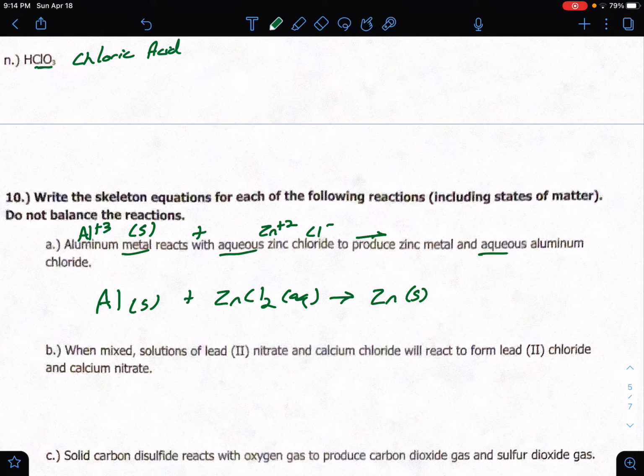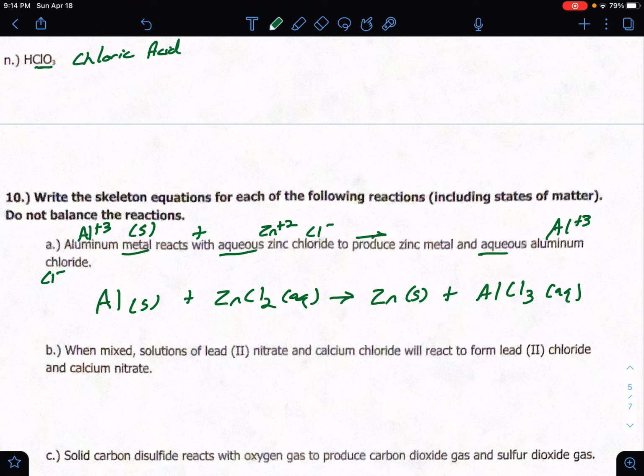And aqueous, aluminum chloride. So remember, aluminum has a charge of +3. Chlorine has a charge of -1. These are not balanced, so you're going to do crisscross. So that means I need 3 chlorines to balance out that 1 aluminum. So this is AlCl3. Okay, and this was aqueous, it told me, and that's it.